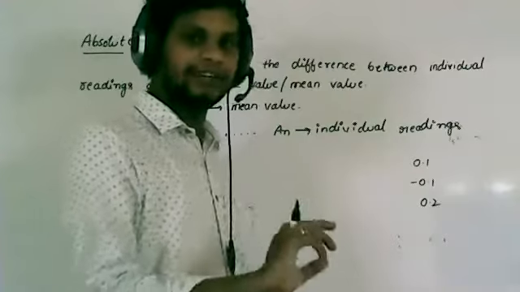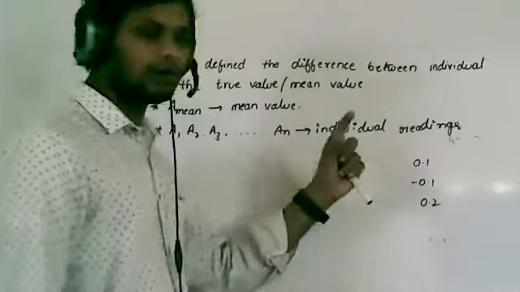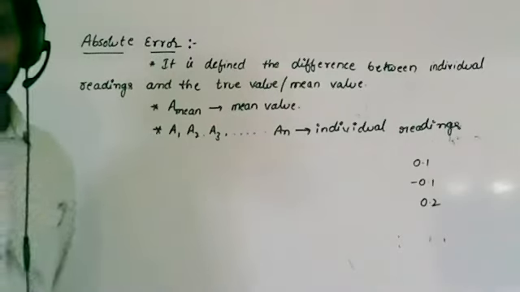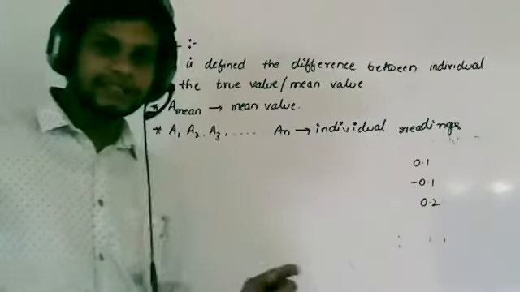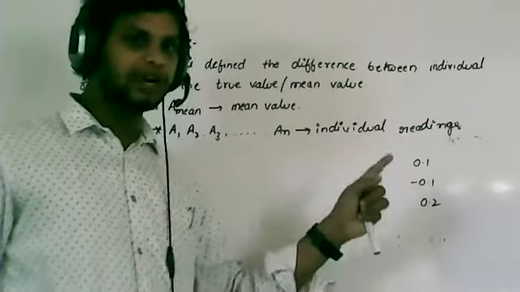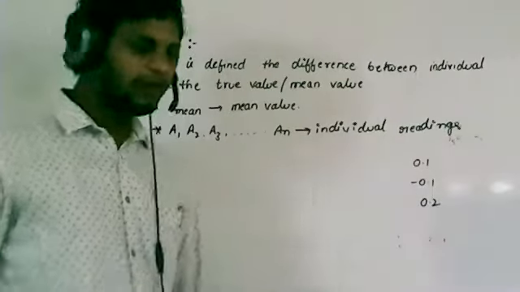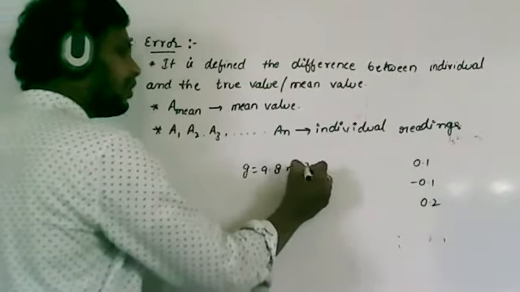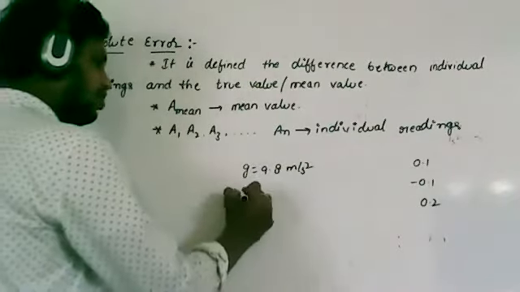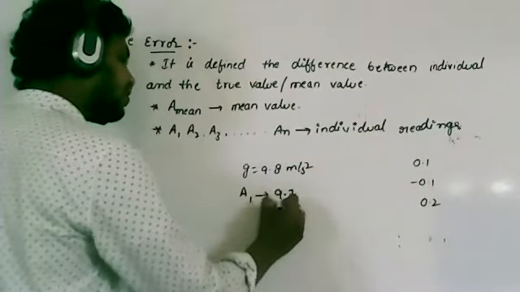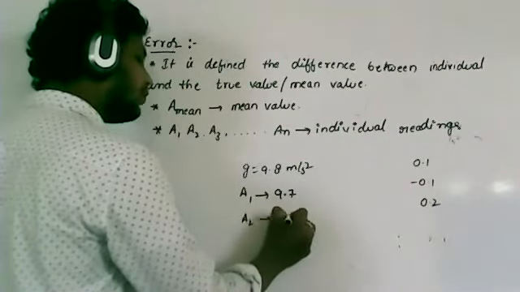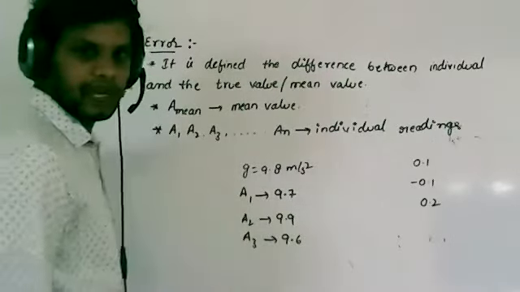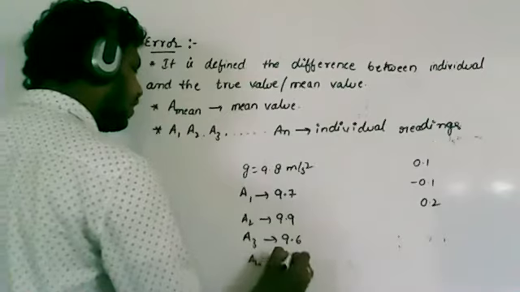If you take the difference between the two values, you need not consider the negative values. For example, the true value or mean value is 9.8 meters per second square. I got the first reading as 9.7, the second reading as 9.9, the third reading as 9.6, and the fourth reading as 9.8.